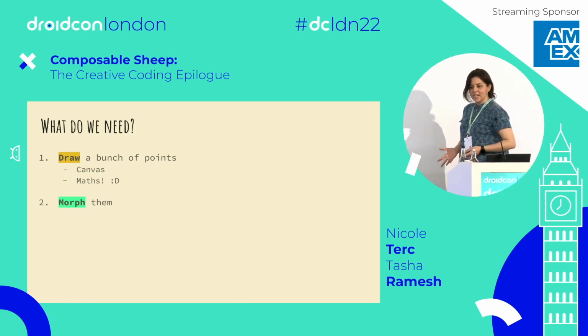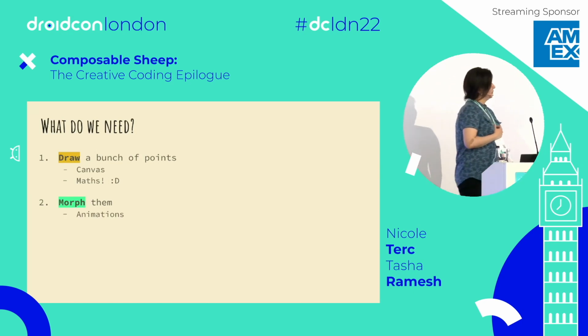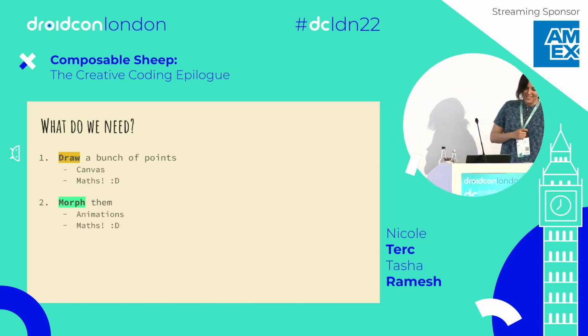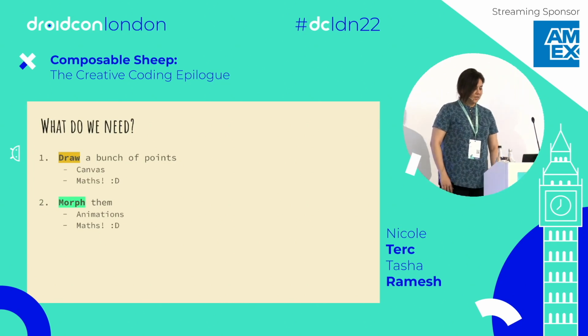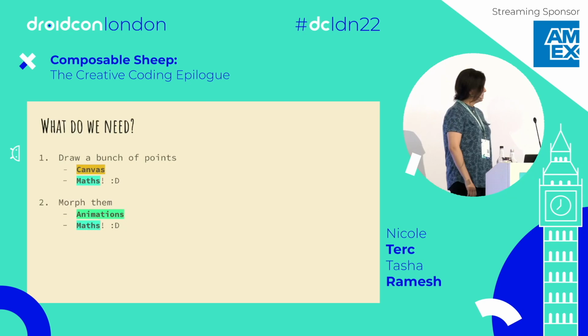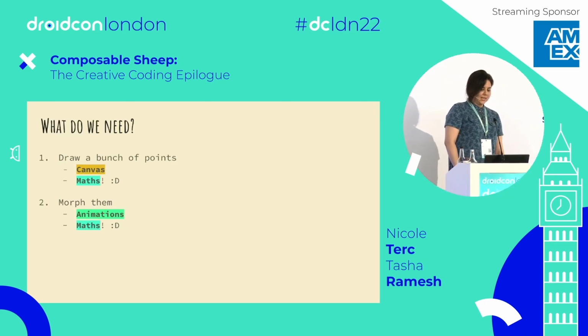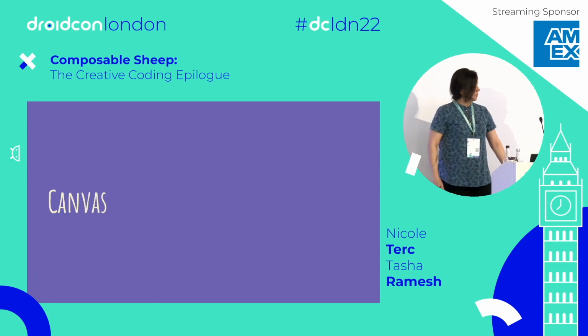Now, on the side of morphing things, of course, we're going to be using the animation framework in place, and again, some maths. So, answering our question of what do we need in order to do creative coding, we need canvas, we need animations, and we need maths. But let's take a deeper look, and let's just do a small overview of the specific things we're going to be using in each of these 3 topics, starting with canvas.